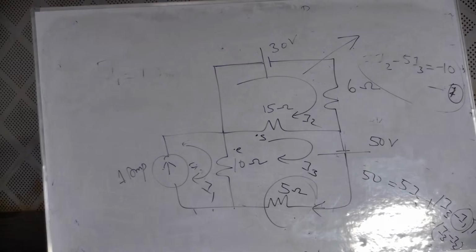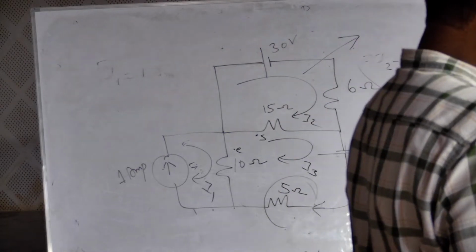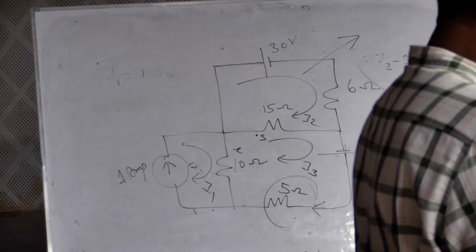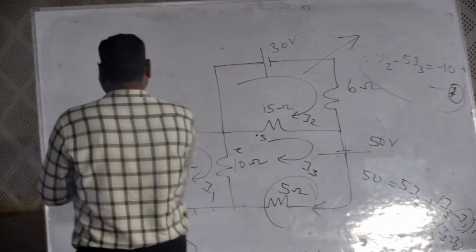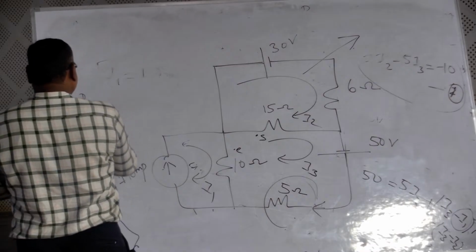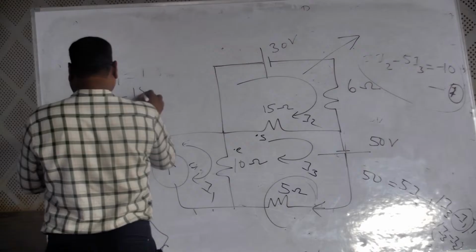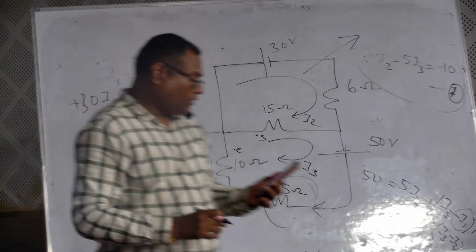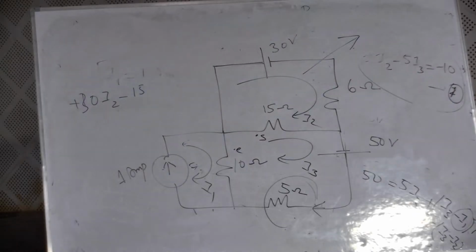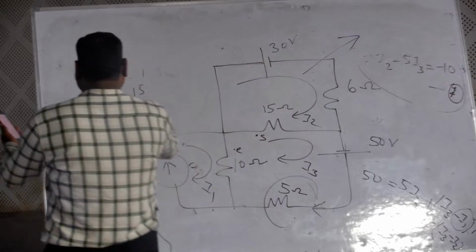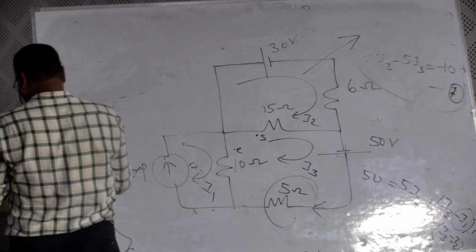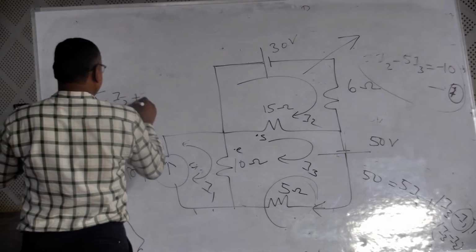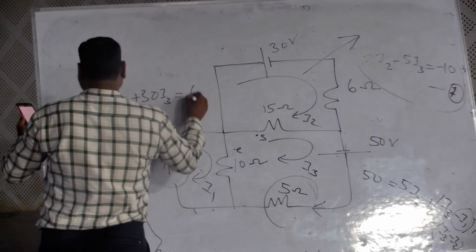Right, anyone second equation? Please, minus 15 I2 plus 30 I3 is equal to 60, did you get it? Put in order: minus 15 I2 plus 30 I3 is equal to 60.